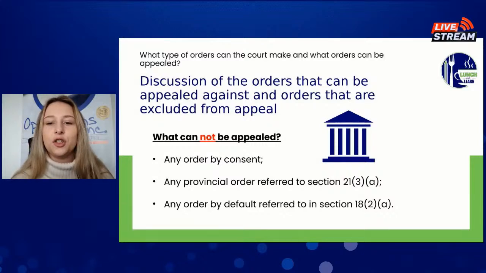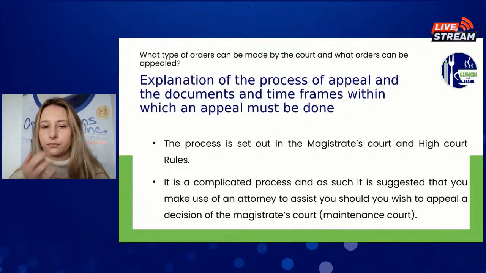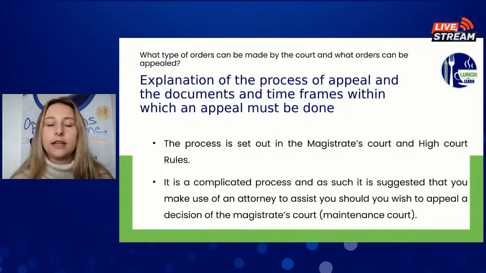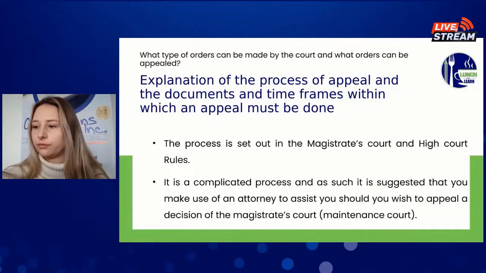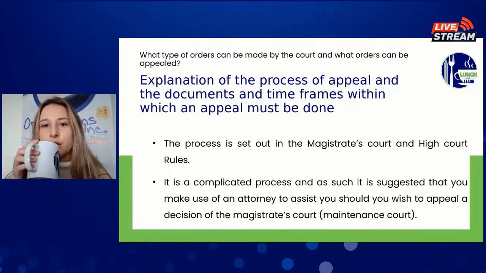And then also any provincial order referred to in Section 21(3)(a), and any order by default referred to in Section 18(2)(a). These are orders which cannot be appealed. And as I've said, the process that is followed for appealing a maintenance court decision is set out in the magistrate court and high court rules. It is a complicated process, and as I've said, it's suggested that you make use of an attorney to assist you should you wish to appeal a decision of the maintenance court, because it's so complicated.